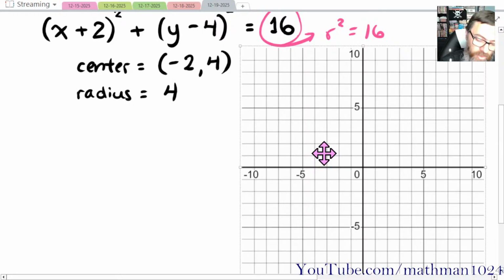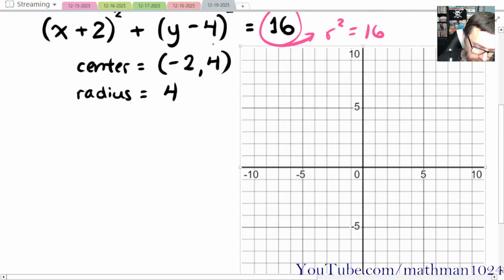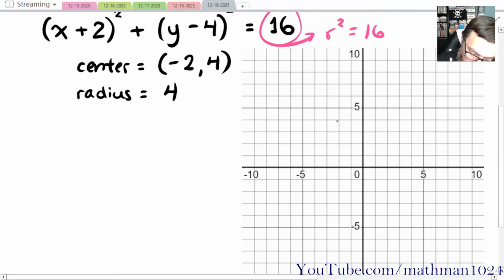All right, so when you are graphing, plot the center first. Now you got to be careful though. The center is not a solution for the circle. The center is just a reference point. So we're going to go to -2, +4. So -2, +4 is right here.